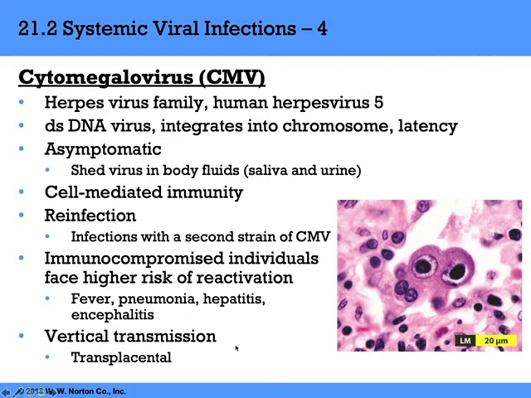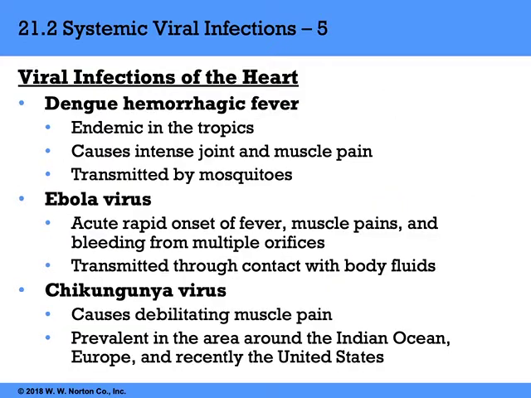We can also transmit from mother to child. We call that transplacental. The reason for this is it's tiny enough to cross the placenta. And this can result in birth defects, especially if this occurs within the first trimester. It's one of the reasons that we warn mothers, especially during the first trimester, to stay away from people who are sick.